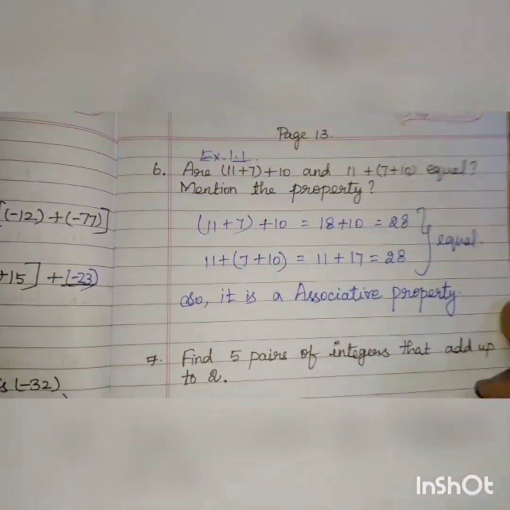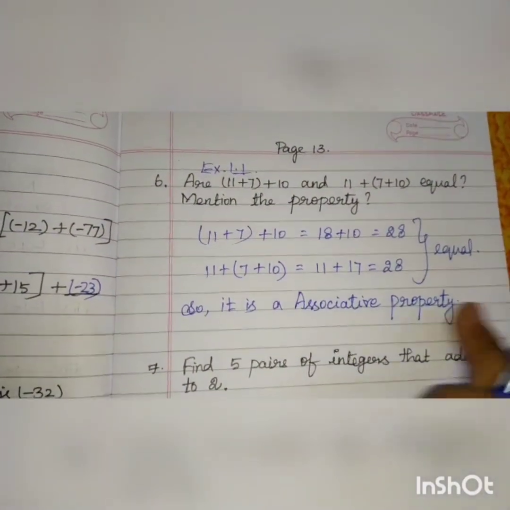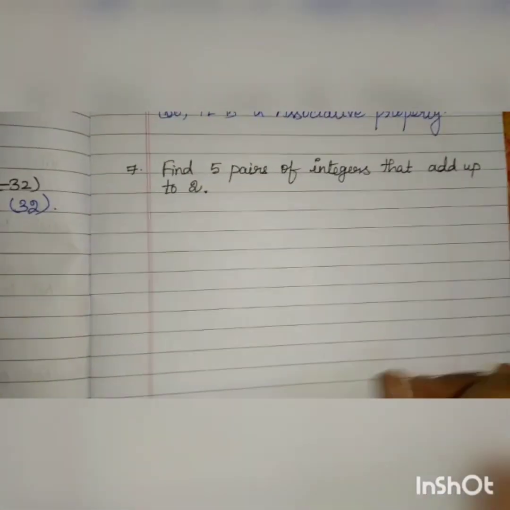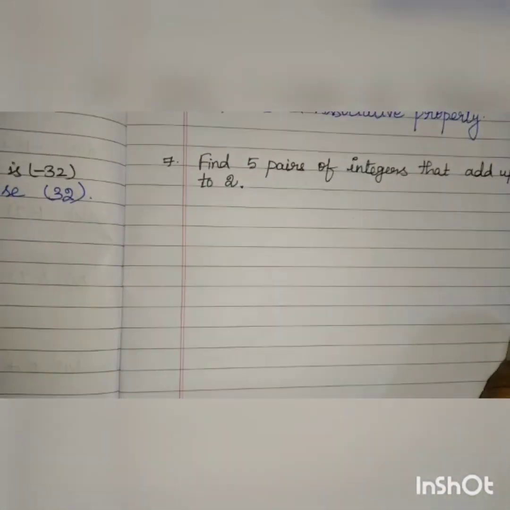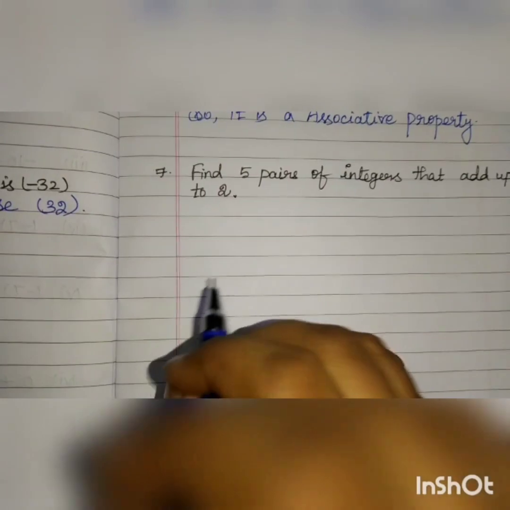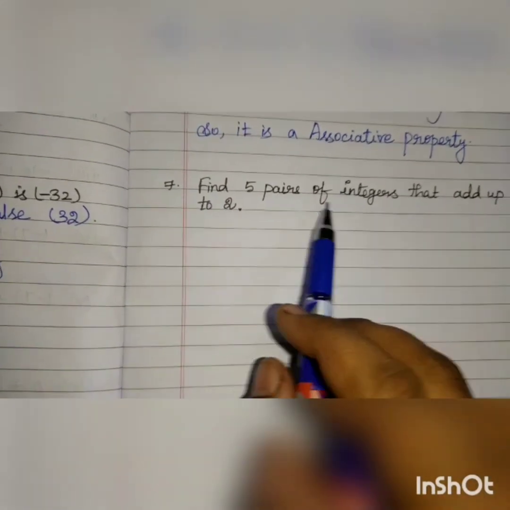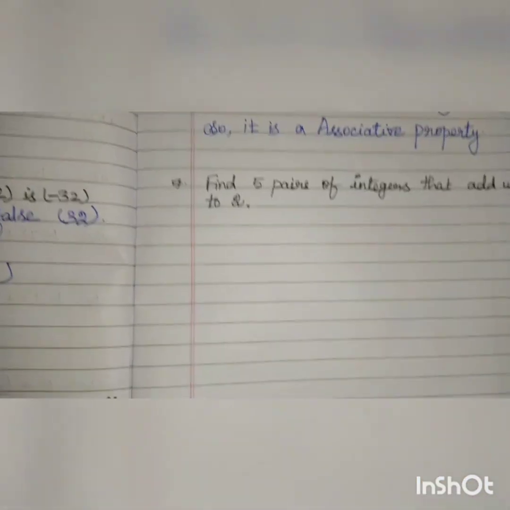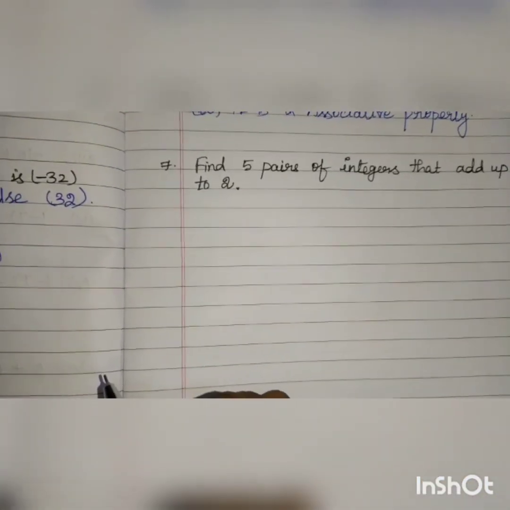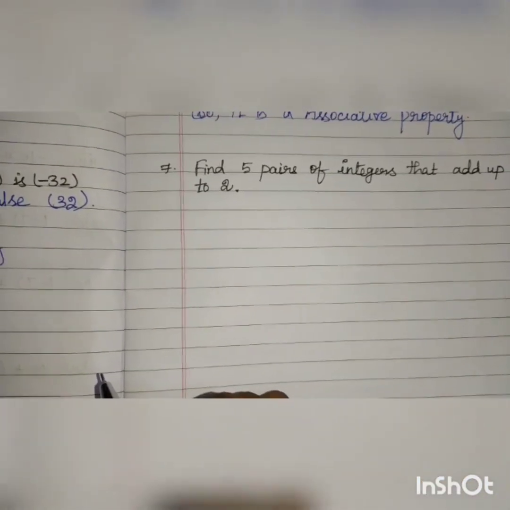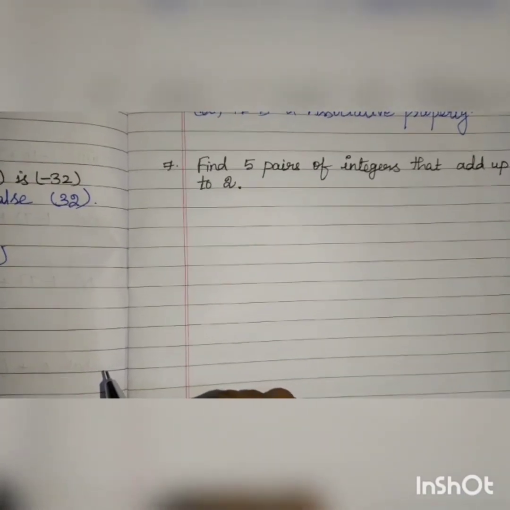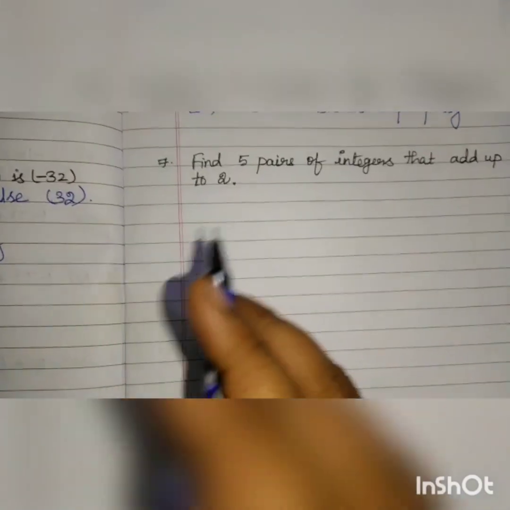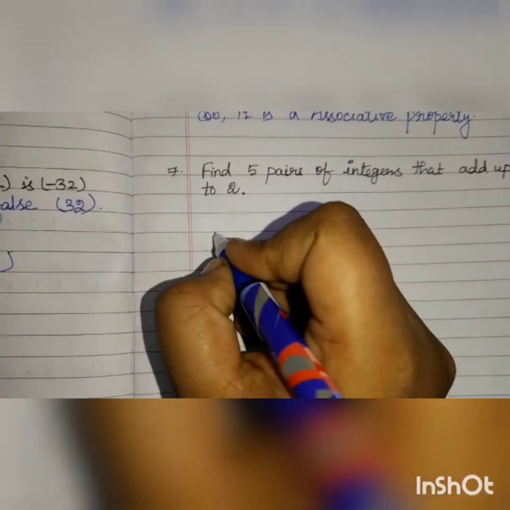Okay, very simple. Next, in the same exercise 1.1, this is the 7th sum. You have to think a little bit for this sum. What they have given: find 5 pairs of integers that add up to 2. Any two integers, if we add, we want to get the answer 2. Any pair you can take, so I am going to write some 5 pairs.